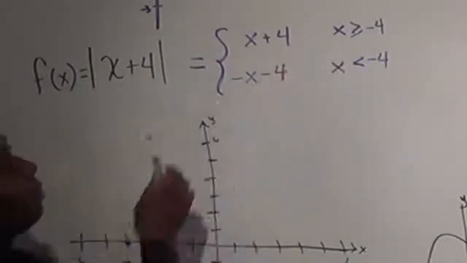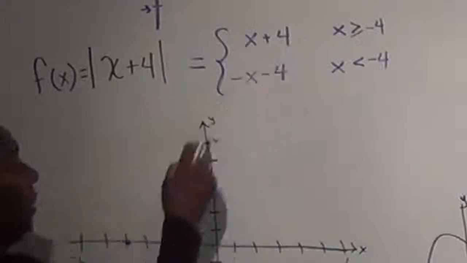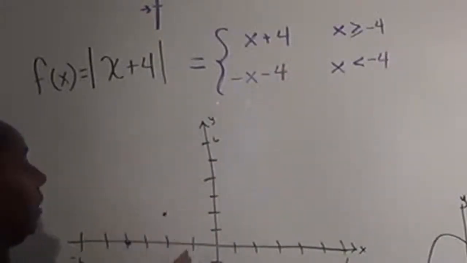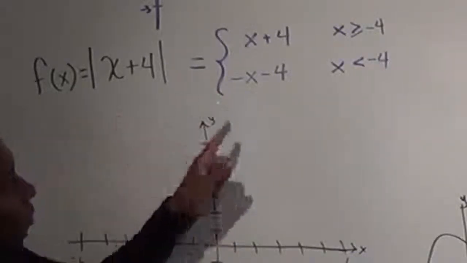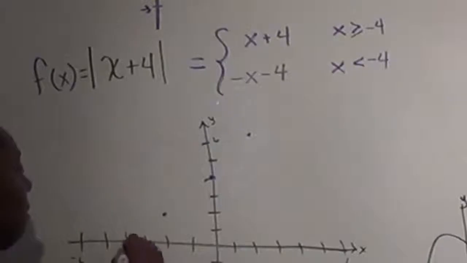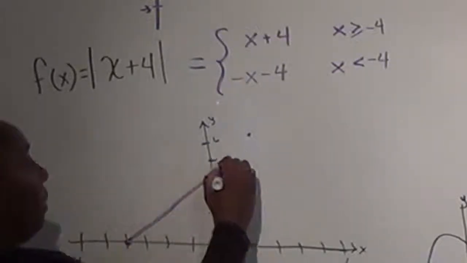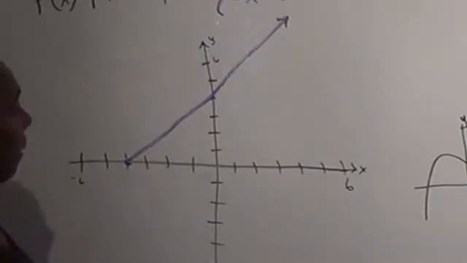If I put in things bigger than negative 4, so for example, let's do negative 2, I can see it's going to be at 2. At 0, I can see it's going to be at 4. I'll do one more. If I do 2, we can see it's going to be up there at 6. So there would be that upper piece of that curve.